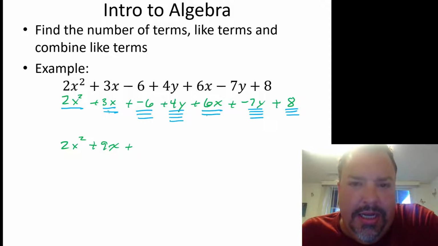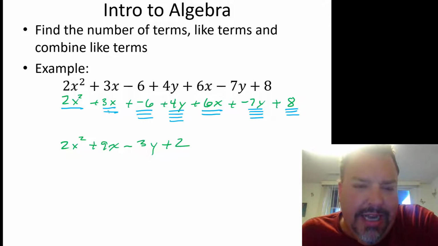And then let's do the y's next. So I've got 4y minus 7y. So I can write that as plus a negative 3y. And if I wanted to, I could also write that as minus 3y, like this. And lastly, our constants. Usually the constants will go at the end. We got negative 6 plus 8. So we can write that as plus 2. And so now we've simplified our expression down to 4 terms.